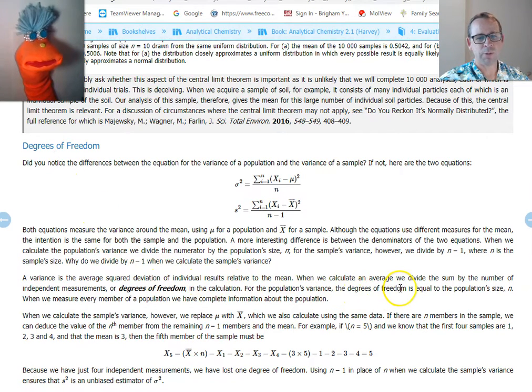The degrees of freedom is equal to the population size, n. So for our population's variance, the degrees of freedom is equal to the population size. When we measure every member of a population, we have complete information about the population. So if you have a standard deviation, n is supposed to be every member of the population, but for the square of the deviation, you use n minus 1.